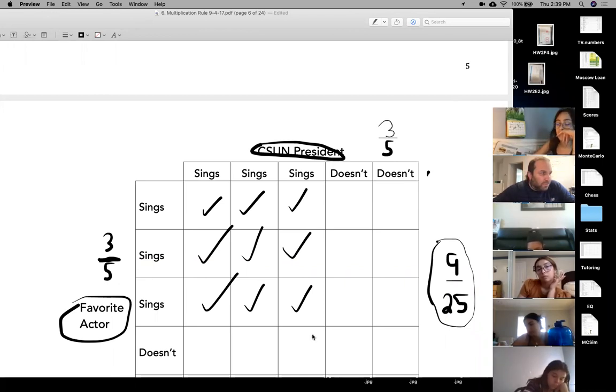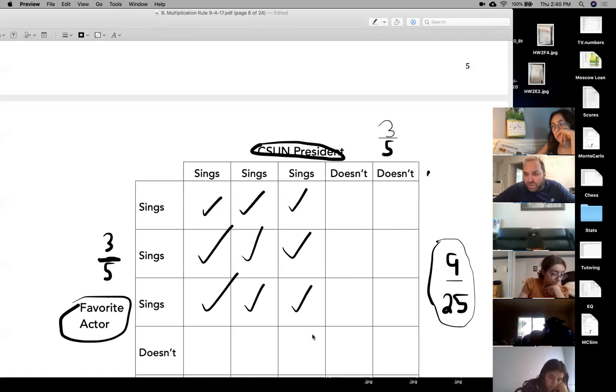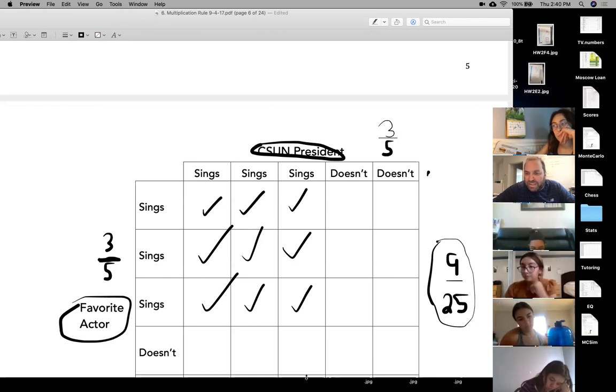Now, if we interviewed siblings, or people who live together, then perhaps having the other person do it might affect whether or not you do it. But chances are that the CSUN president and your favorite actor do not live together. And as such, one singing or not singing has no effect on the other. They are independent events.